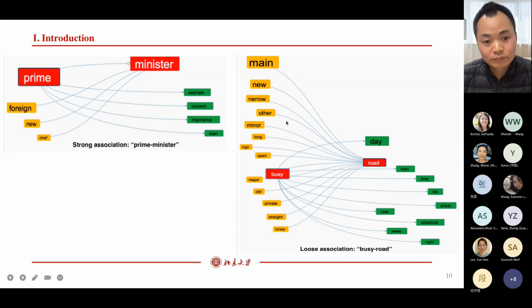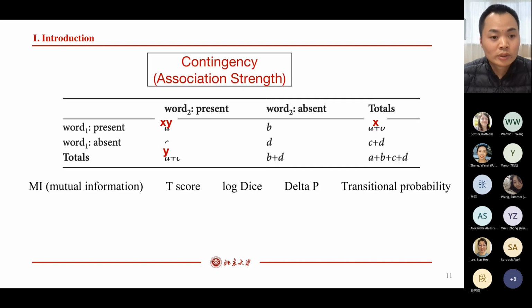In another example, "busy road", you can hardly predict what will come after the word "busy", and you can also hardly predict which word precedes the word "road", because this word combination is loosely associated. This kind of association strength or contingency information can be captured by different corpus metrics, such as mutual information, t-score, log dice, delta P, and transitional probability, and they all follow this contingency table.